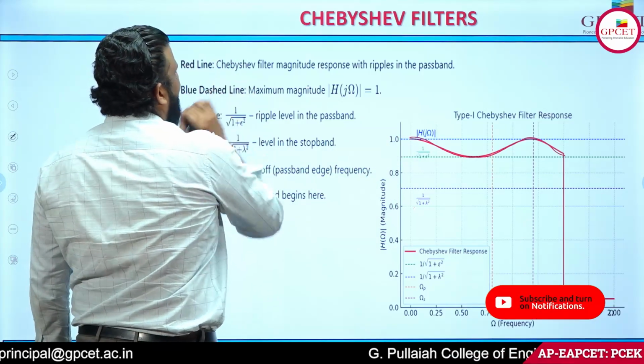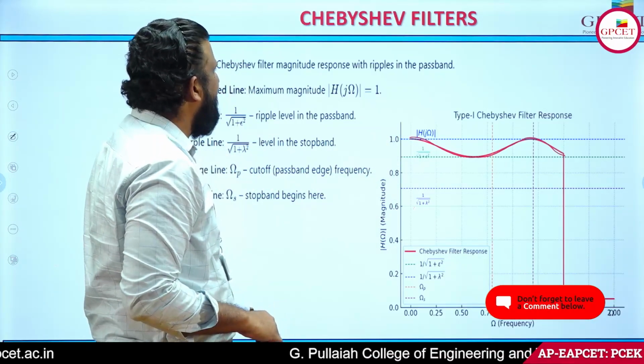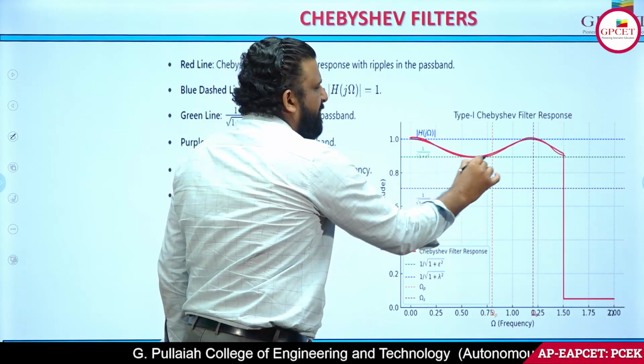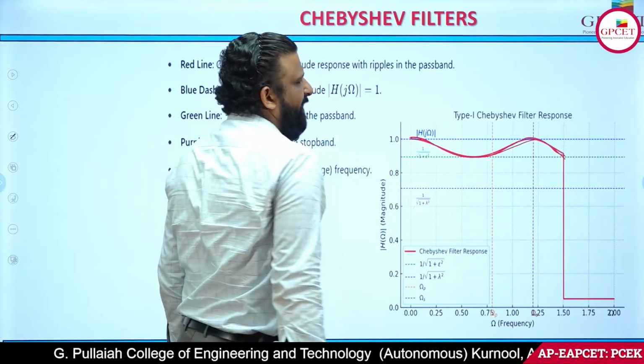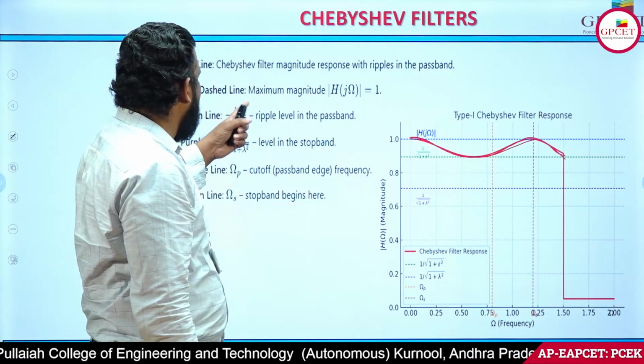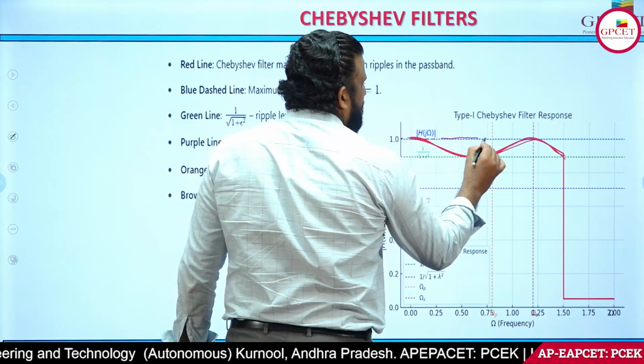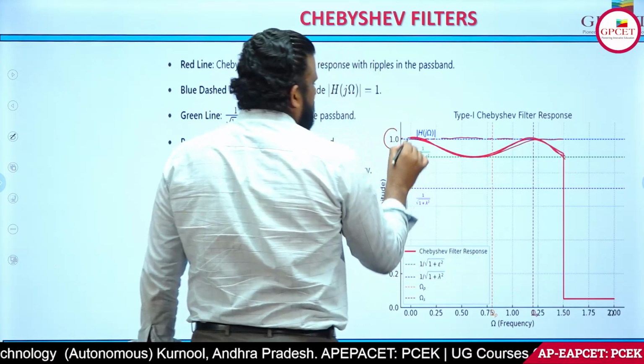See here, the red line indicates the Chebyshev filter magnitude response, and we were told that it will be in the form of ripples in the passband. Fine. Now, the blue dashed line is the maximum magnitude. So this is the maximum. The maximum magnitude response of the Chebyshev filter is 1.